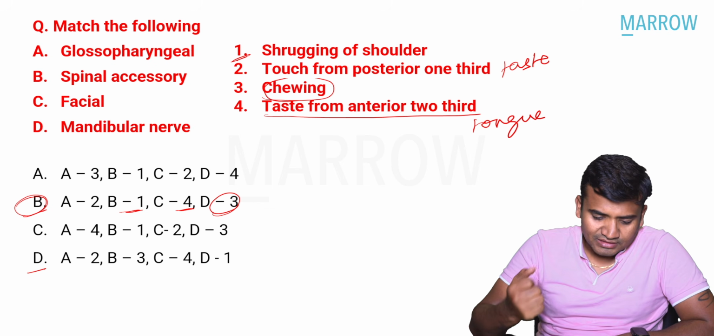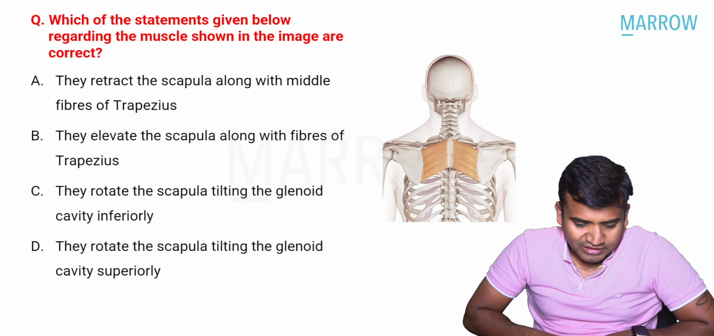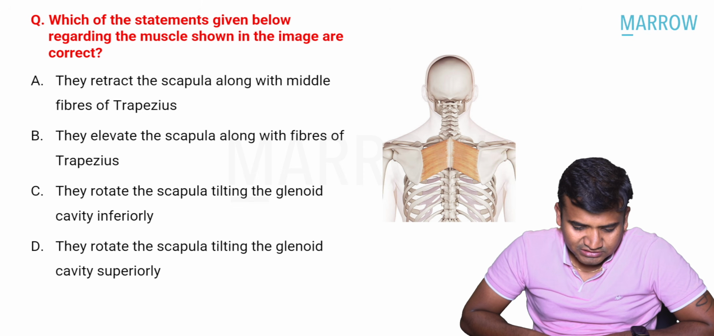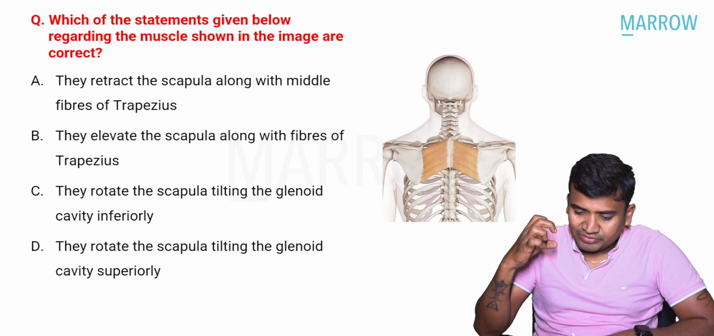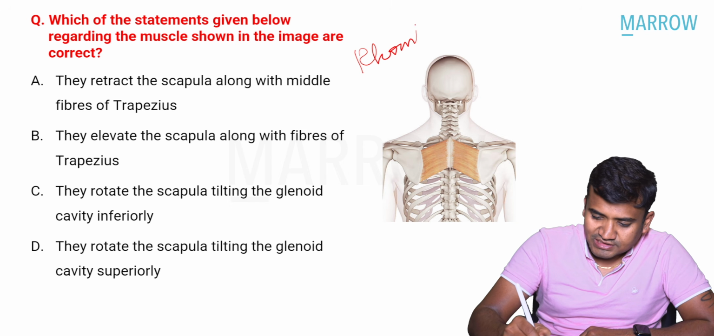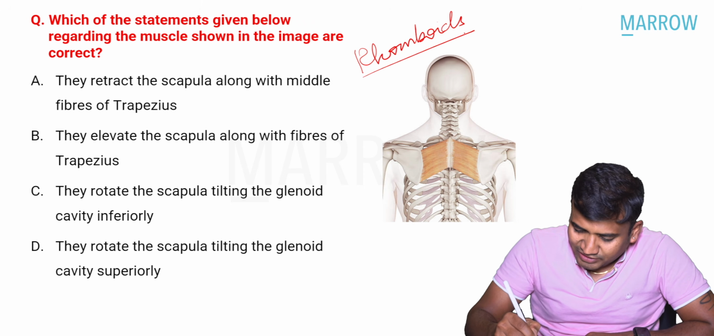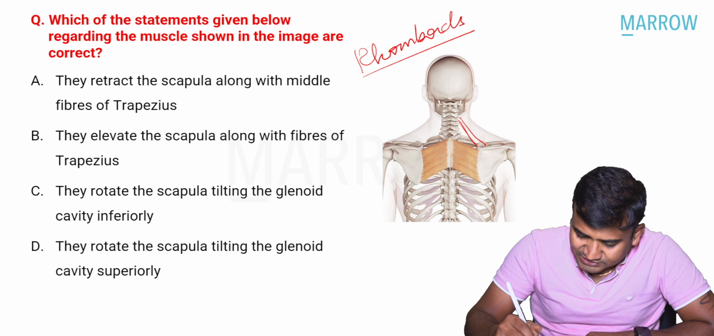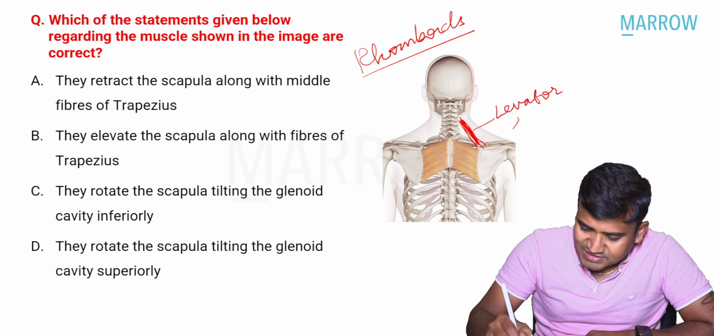Okay? Right. Now see the next question. Which of the statements given below regarding the muscle shown in the image are correct? Actually, this is multiple answer type. In the image, what muscle did they give? That is our rhomboideus muscle. Just above that, we have one more muscle, like this, from the scapula to the cervical vertebra. That muscle is our levator scapulae muscle.